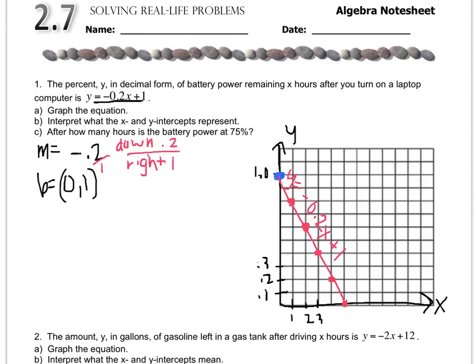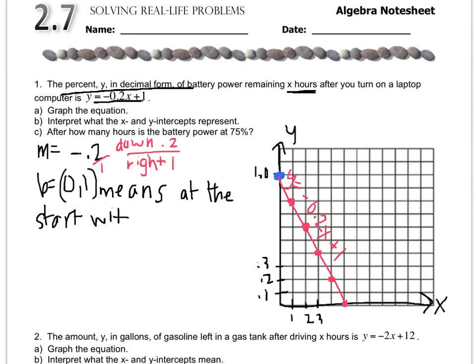Letter B, interpret what the x and y intercepts mean. Well, the y-intercept is right here at 0, 1, and 0, 1 means what? 0 represents hours, and 1 represents the percent in decimal form of power. So 0, 1 means that when 0 hours have passed, which is at the start. What does 1 as a decimal in a percent mean? Does it mean 1%? No, it means 100%. So you start with 100% power.